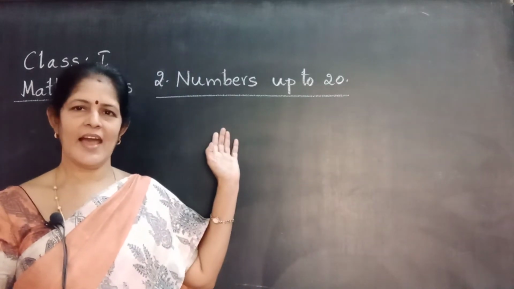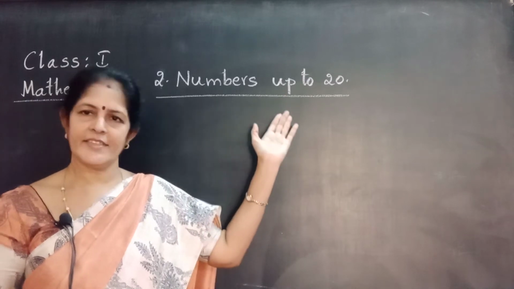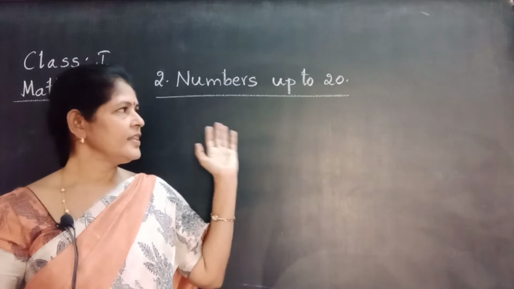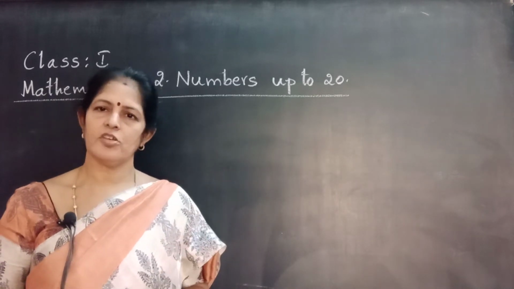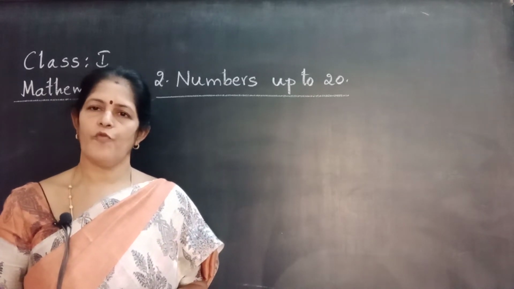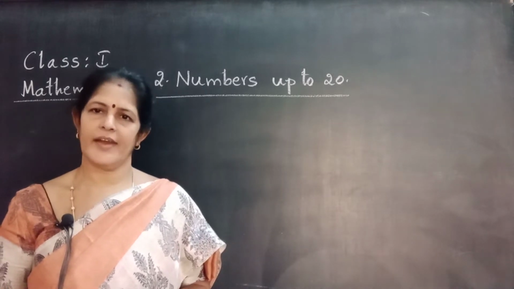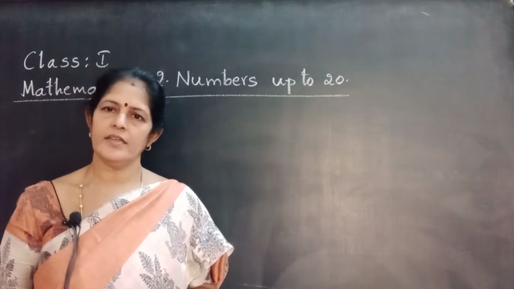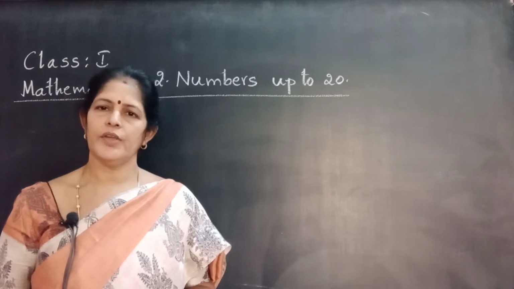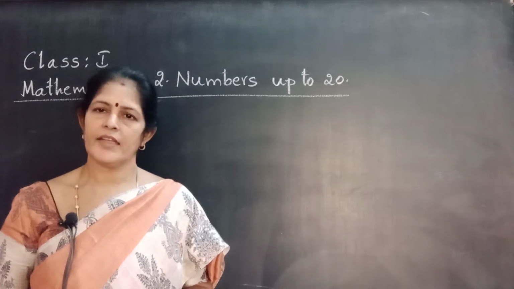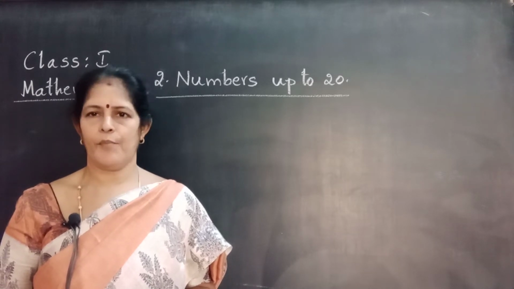Welcome to maths class. Continuation of second chapter, numbers up to 20. In this chapter, we have to learn numbers from 1 to 20 and number names from 1 to 20, ONE to TWENTY. Number names means write the spelling of the given number.